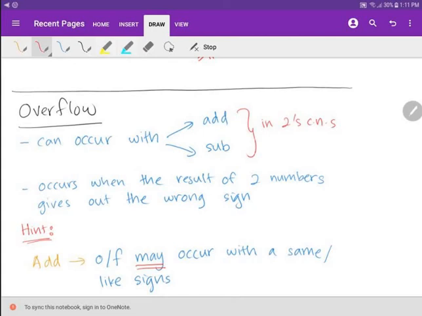Okay, so the next topic that we want to actually revise is on overflow. So before we proceed, what is overflow? What is overflow? What do you all think? Can give a wild guess.